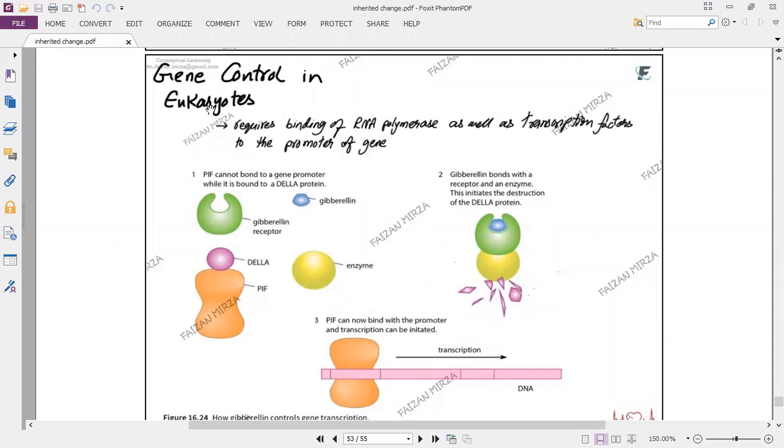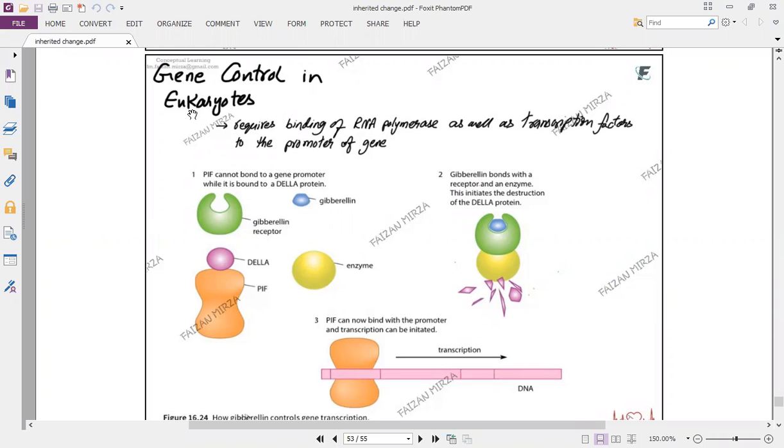In eukaryotes, the gene's control is a bit different. RNA polymerase alone cannot carry out gene transcription. Apart from RNA polymerase attaching to the site of the promoter, transcription factors must attach as well. Otherwise, genes in eukaryotes cannot be transcribed. So gene control or gene expression in eukaryotes is a bit more complicated as compared to prokaryotes.